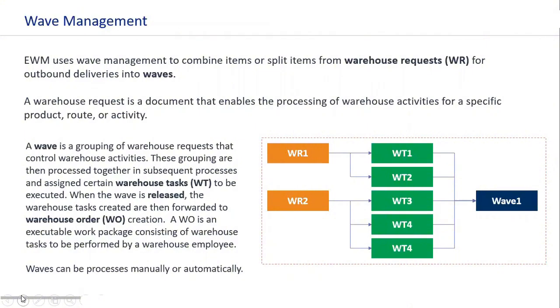So wave management: EWM uses wave management to combine items or split items from warehouse requests for outbound deliveries into waves. A warehouse request is a document that enables the processing of warehouse activities for a specific product, route or activity. A wave is a grouping of warehouse requests that control warehouse activities. These groupings are then processed together in subsequent processes and assign certain warehouse tasks to be created. When the wave is released, the warehouse tasks are created, then forwarded to the warehouse order creation. A warehouse order is an executable work package consisting of warehouse tasks to be performed by the warehouse employee. Waves can be processed manually or automatically.